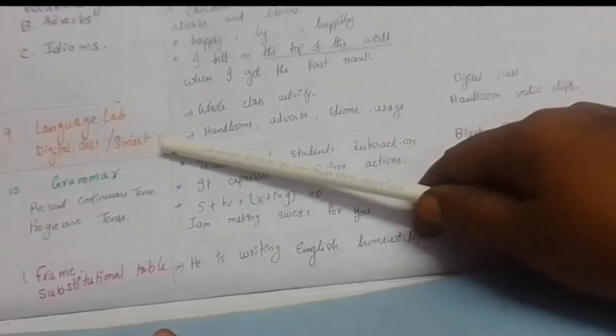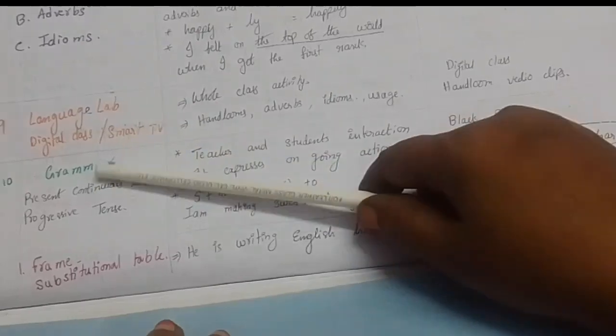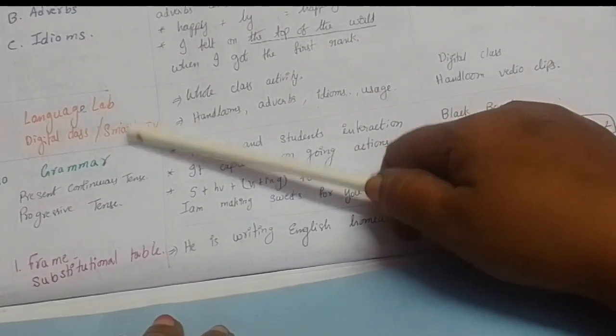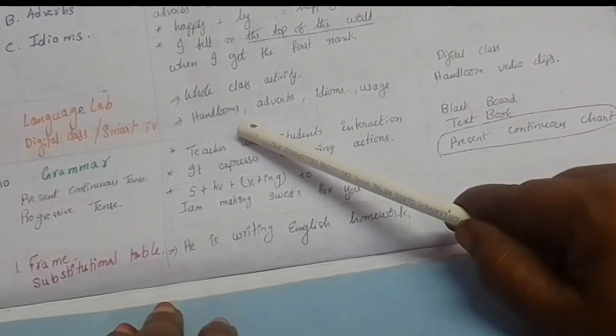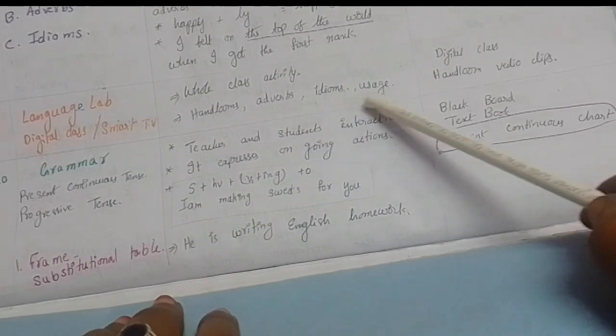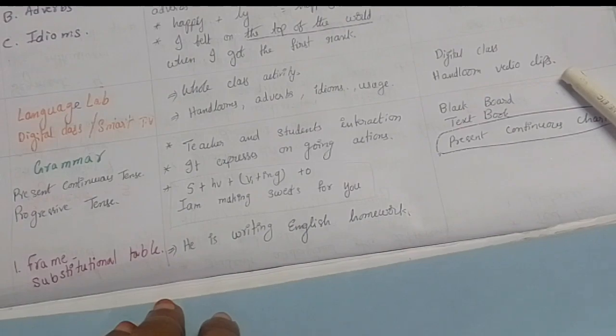In the 9th period, here is the topic language lab. So in the language lab, we can take the students to the digital class or smart TV or virtual class or English library. Okay, it's a whole class activity. Let's watch handlooms. We make them learn adverbs, idioms and their usage. We use TLM digital class and handloom video clips.